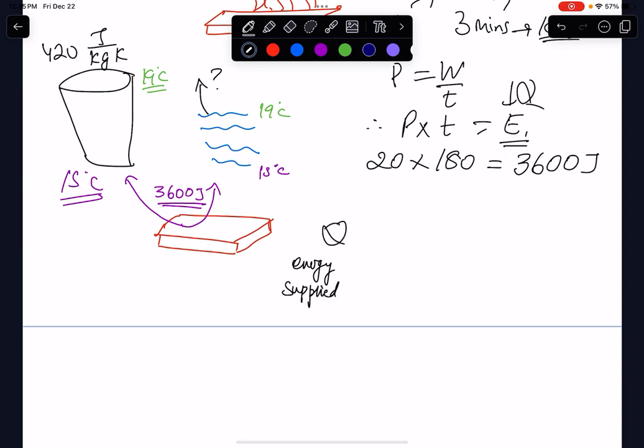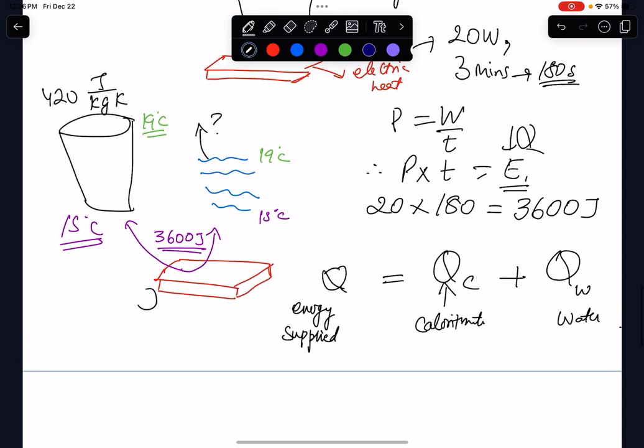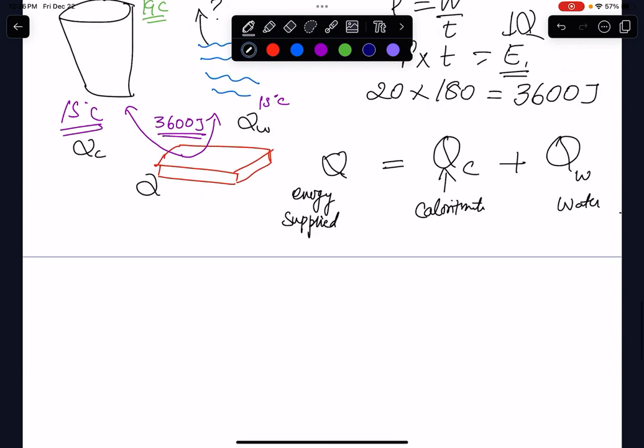Okay, so this energy that's supplied by the heater, some of that energy would go to the calorimeter, so we'll call this QC, calorimeter, and some of that energy will go to the water. So this Q is breaking up into QC and QW, okay?